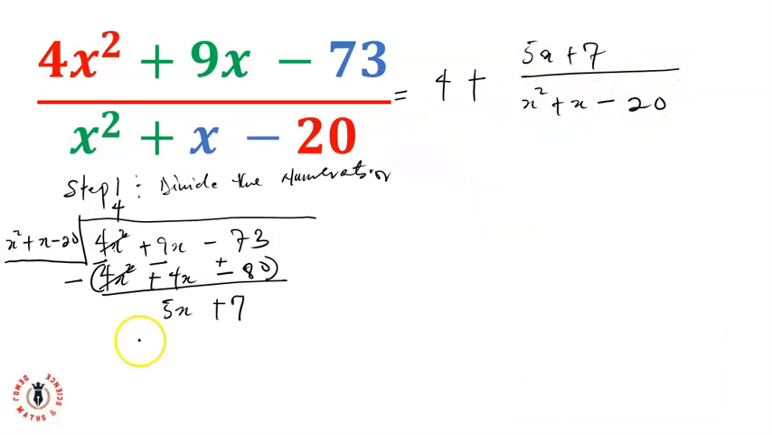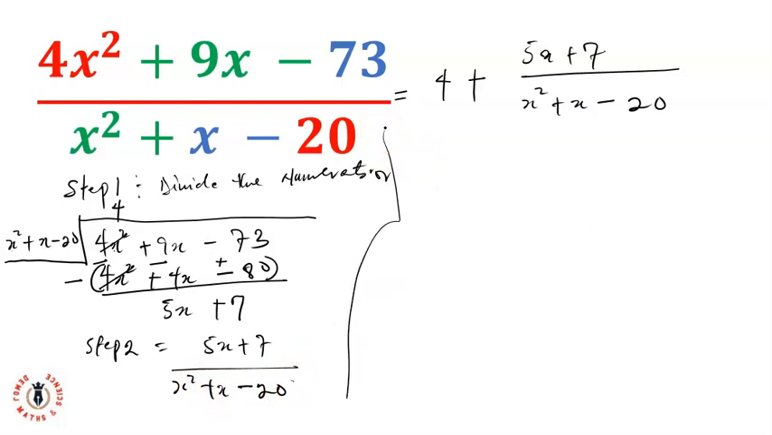Now the next step, step 2, is to decompose our 5x plus 7 over x squared plus x minus 20. If you observe, x squared plus x minus 20 is a quadratic expression, so we have to break that down into linear factors. To factorize x squared plus x minus 20, I have negative 20.